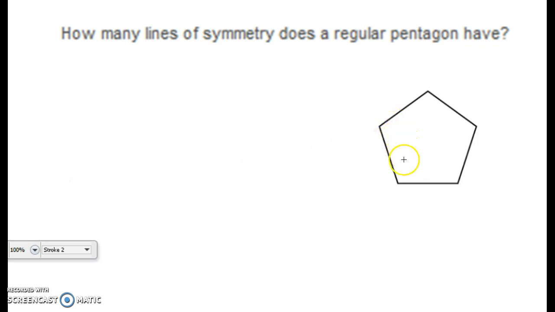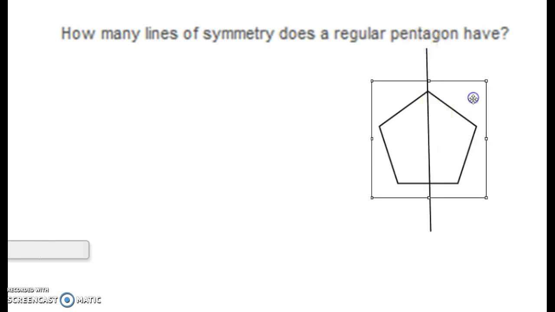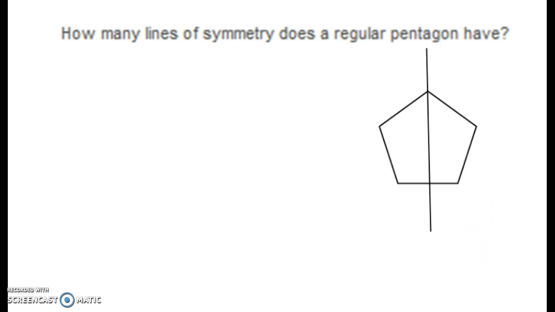Remember, a line of symmetry is somewhere that you can fold it in half and it would be the same on both sides. So for example, if you folded your paper, I know this line isn't perfect, along that line, then it would map onto itself. It would lie back on top of itself. So that's one line of symmetry.